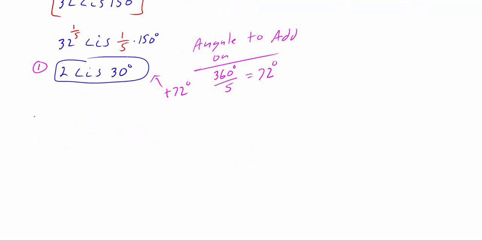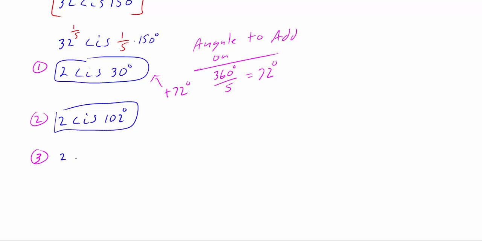So that means our next answer would be 2 CIS, and then 30 plus 72 would be equal to 102 degrees. And then if we're looking for the next one, it would be 2 CIS, and once again for the angle here, we're going to add on 72 degrees. So 102 plus 72 degrees is going to be 174 degrees.